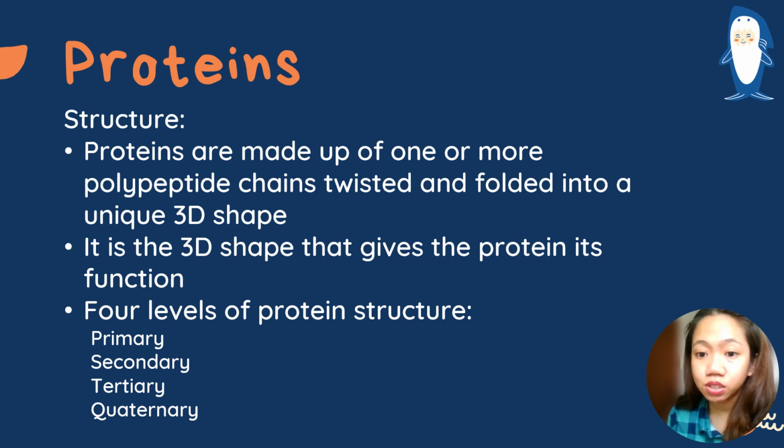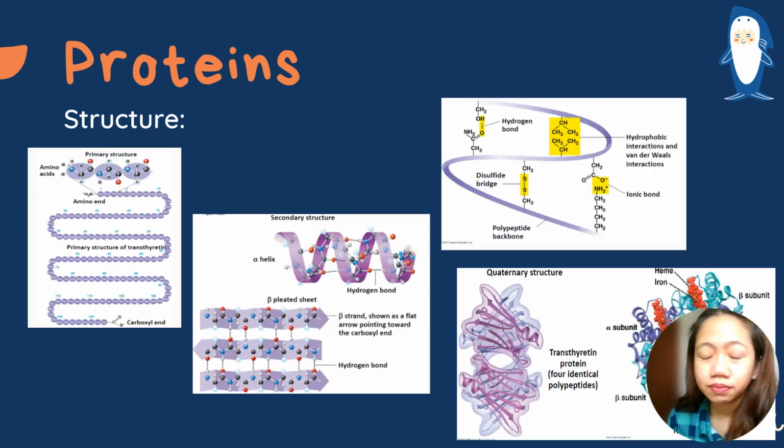unique 3D shape. So to further discuss, there are four levels of protein structure, namely the primary, secondary, tertiary, and quaternary. Now, this is a visualization of the 3D structure of proteins. But let's take a look at it at the primary level over here in the first box.